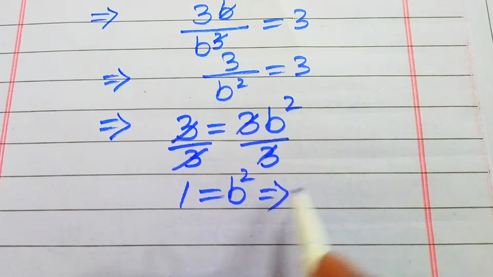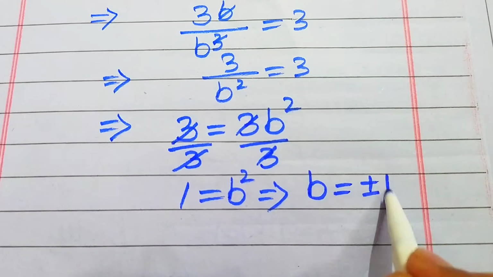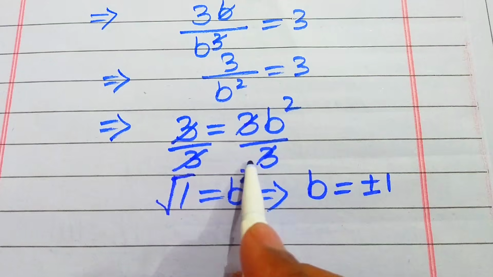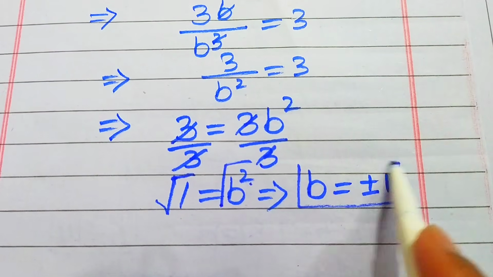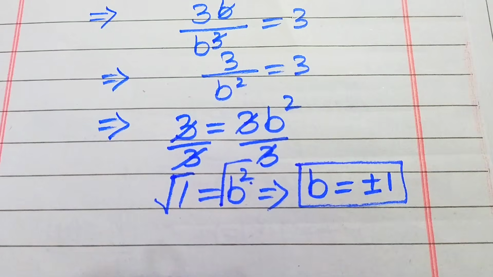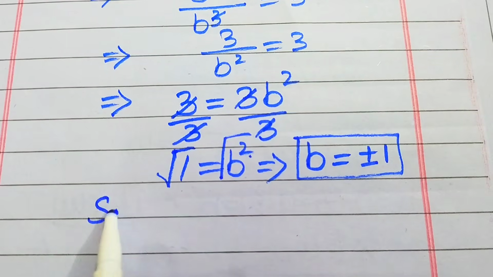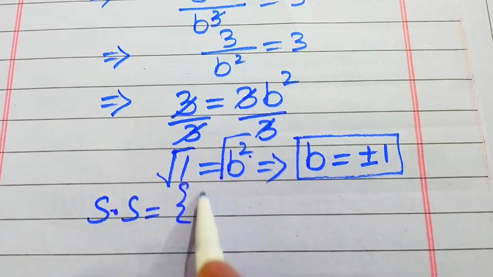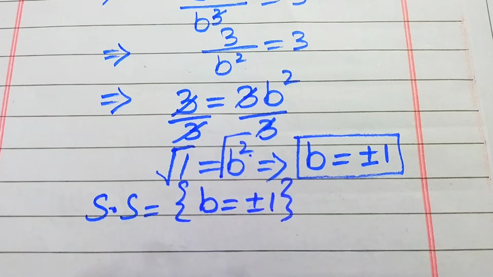And this implies that when we apply square root on both sides, we get b equals plus minus 1. So in the first method we already verified that both of these two values satisfy our given question statement, and finally we have the solution set of this problem, b equals plus minus 1. This is our final answer which we get from the second method.